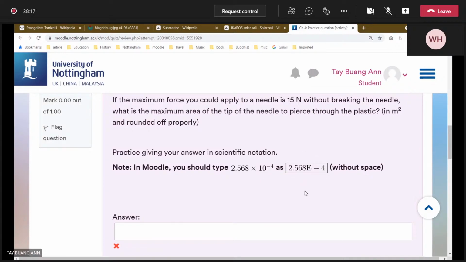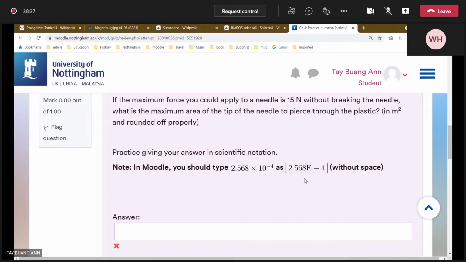If you use a small letter e, it is also acceptable, but I don't want that, because I don't want you to confuse it with the exponential. So let us keep to capital E. And you don't need to leave any space in between. I emphasize, this is the standard where Moodle will accept the answer.